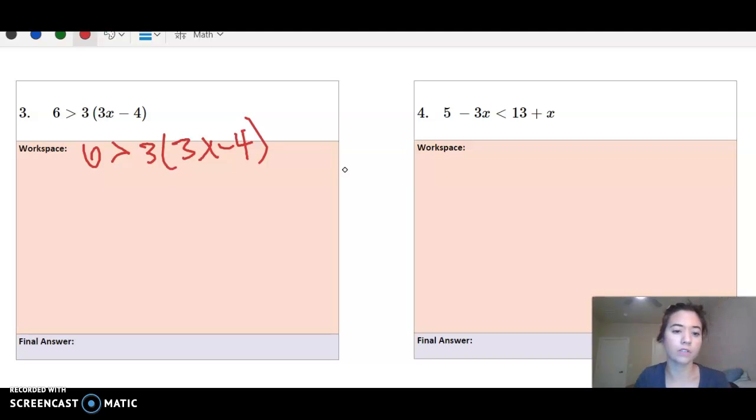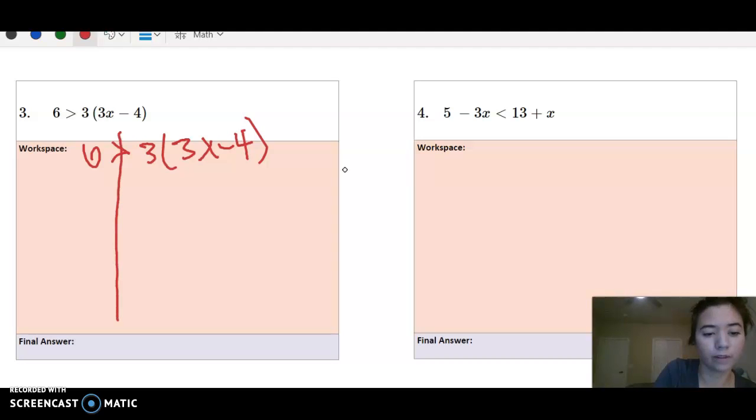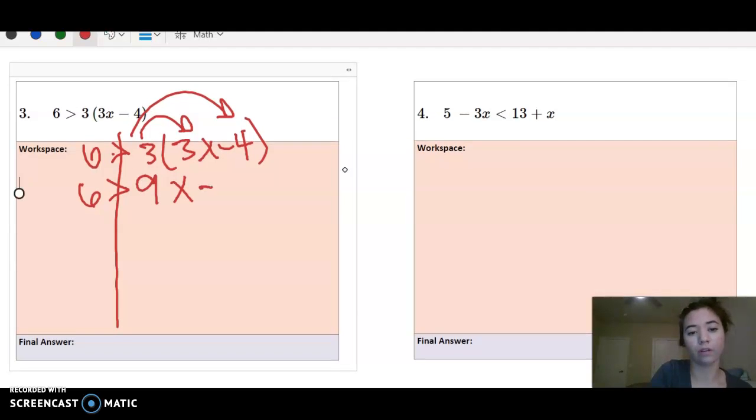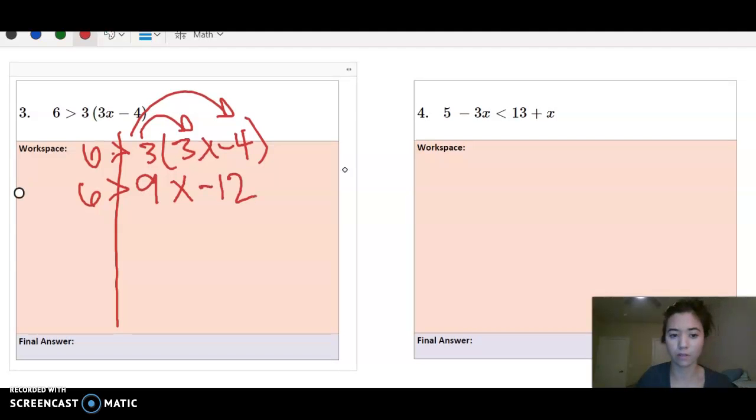All right, so we have 6 is greater than 3 times the quantity 3x minus 4. Draw my line down. Okay, first thing I'm going to do, I have a number outside of my parentheses. Let's distribute. 3 times 3x is going to be 9x. 3 times 4 is going to be 12.